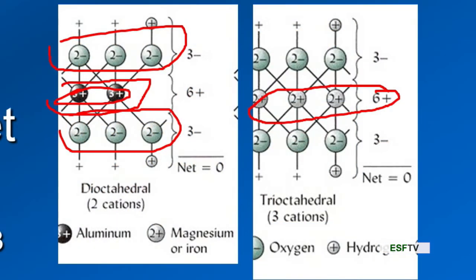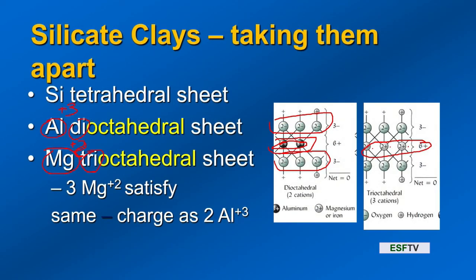Voila. Trioctahedral, uno, dos, tres. Dioctahedral, aluminum, 1, 2. 3 magnesium plus 2 satisfy the same charge as 2 aluminum plus 3. Bottom line, that's the way to remember dioctahedral and trioctahedral. Again, it's inverse to the charge. It's related to the number you need to generate the charge. Tricky at first, but after a few times on the flip cards, you'll have it.